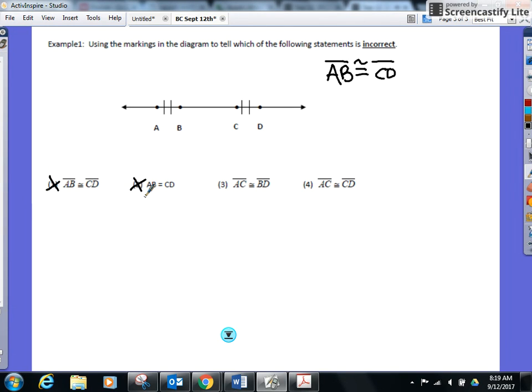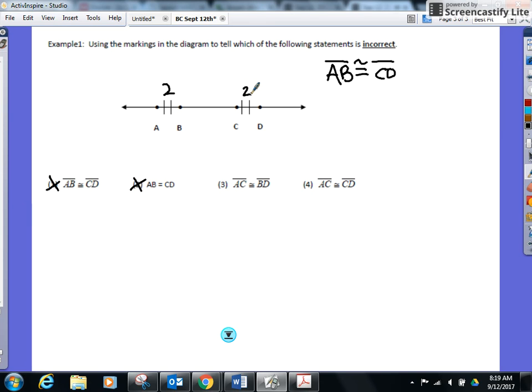Is AC and BD congruent to each other? Think about this. It's not marked. I get it. It's not marked, but think about it. Well, give me a length. Go ahead. Give me any length. How long do you think AB is? How many units? 2? Sure. Which means how long is CD? 2. Give me a length of BC.